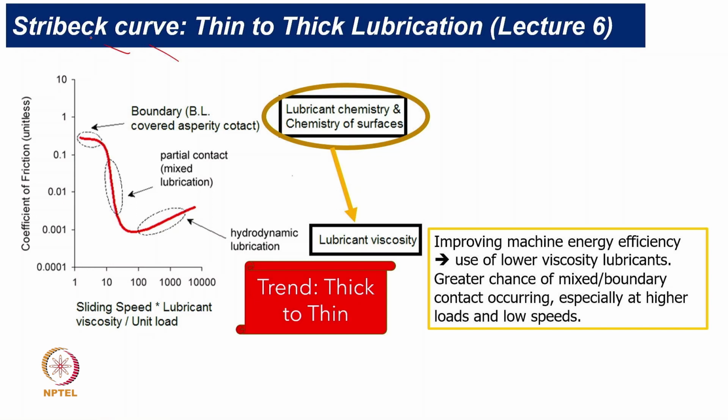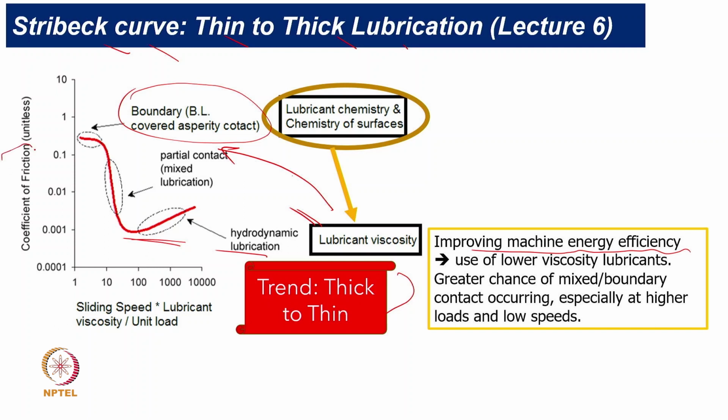We also covered the Stribeck curve. We say the thin to thick lubrication. This was also covered in lecture 6. We say initially when it is boundary lubrication, we talk about lubricant chemistry. When it comes to hydrodynamic, we talk about lubricant viscosity. However, there is a trend from thick to thin. That means we are moving towards this side as we go with better and better science. So this is very important, and this is why it is required, because we want to improve the machine efficiency, which is clearly seen from here.